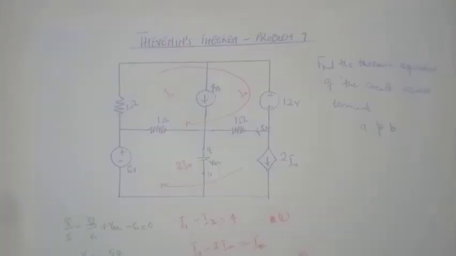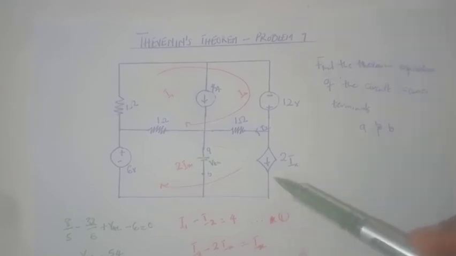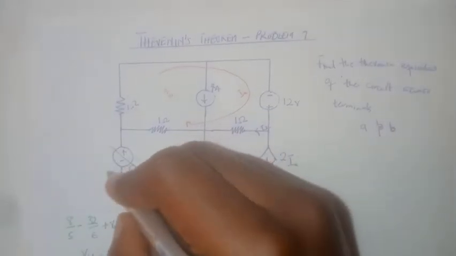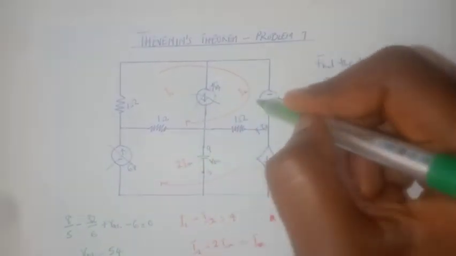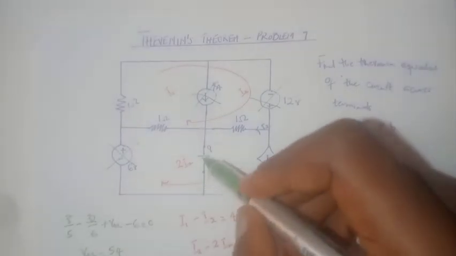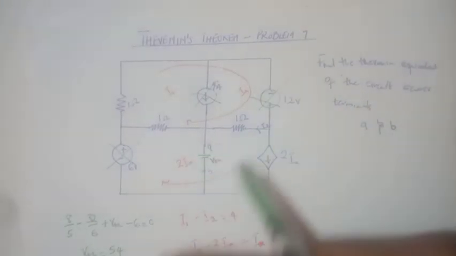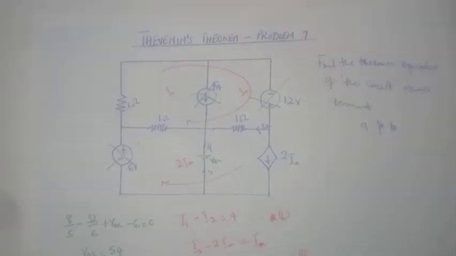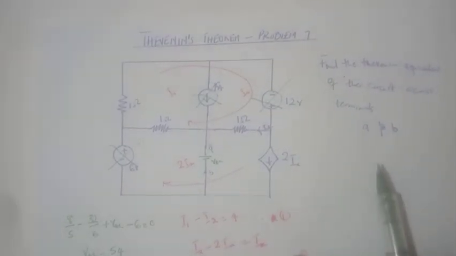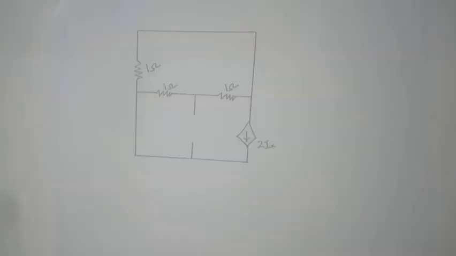Now the next thing to do is to find Rth, and due to the presence of this dependent voltage source, we are going to turn off all the independent power sources. Then we plug in a 1 volt power source here, calculate the current, and the inverse of the current would be the Rth. So this is what the circuit is going to be like after we turn off all the independent power sources.